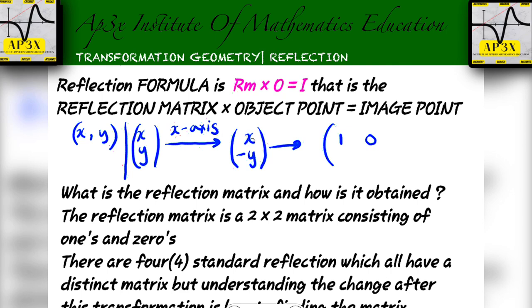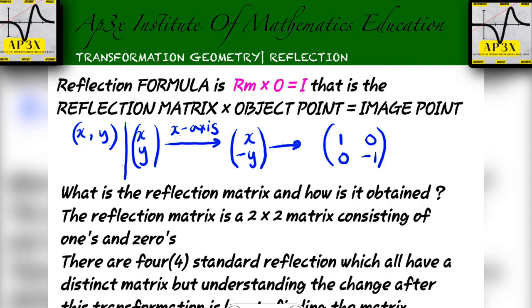So at the top there is one x and there is no y. At the bottom you realize that there is no x, but there's a negative y, which means that there's a negative 1 here at the bottom. So this then represents our reflection matrix across the x-axis.